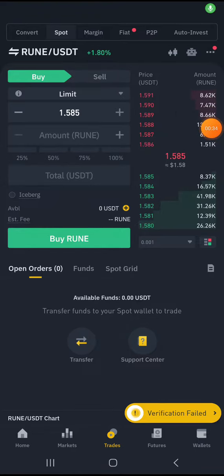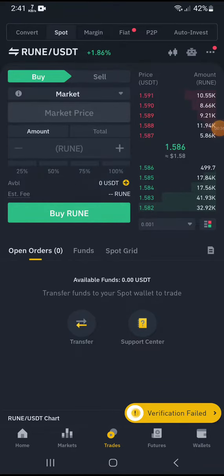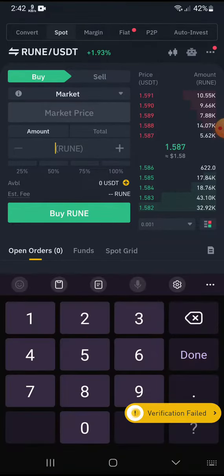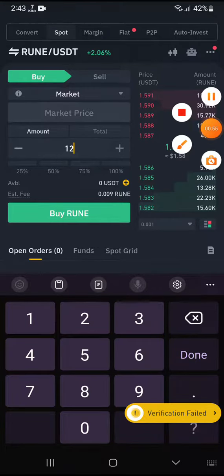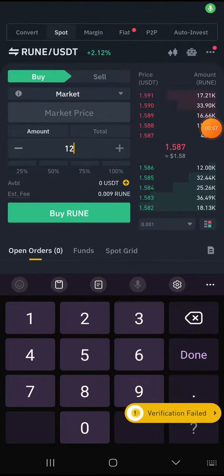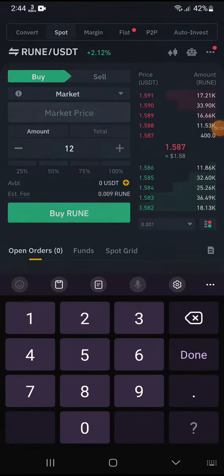First of all, select the market option. If you buy the coin at the market price, you select the market option and select the amount of coin you want to buy. For example, I buy 12 Rion coin. Now click this option to buy this coin.